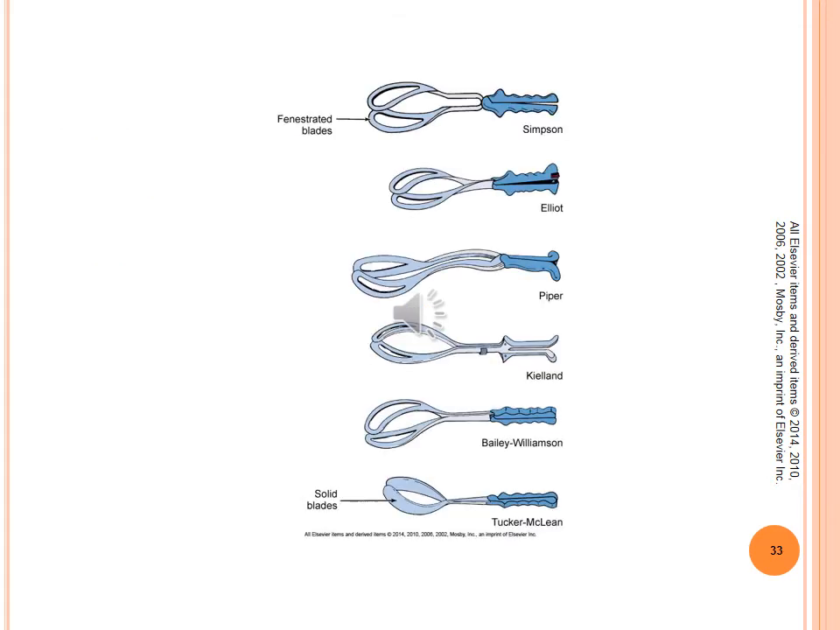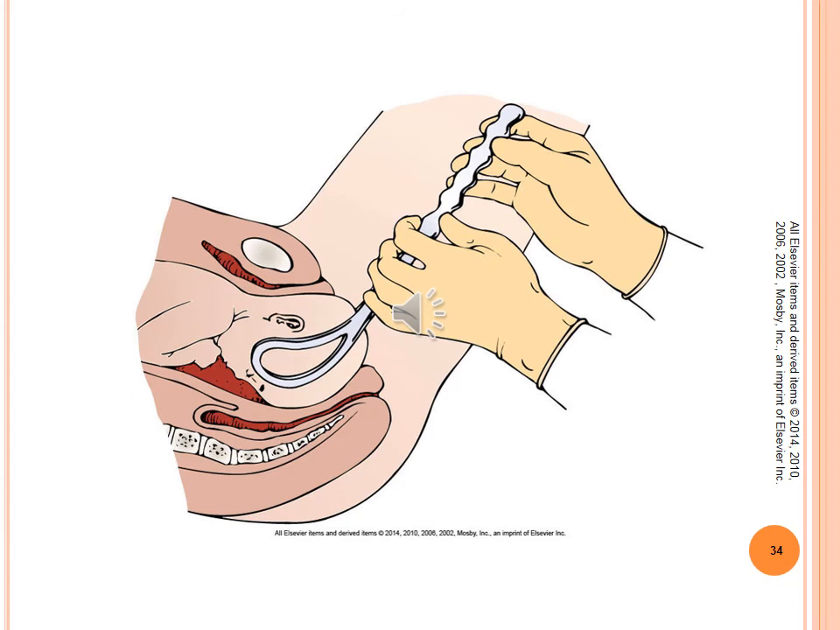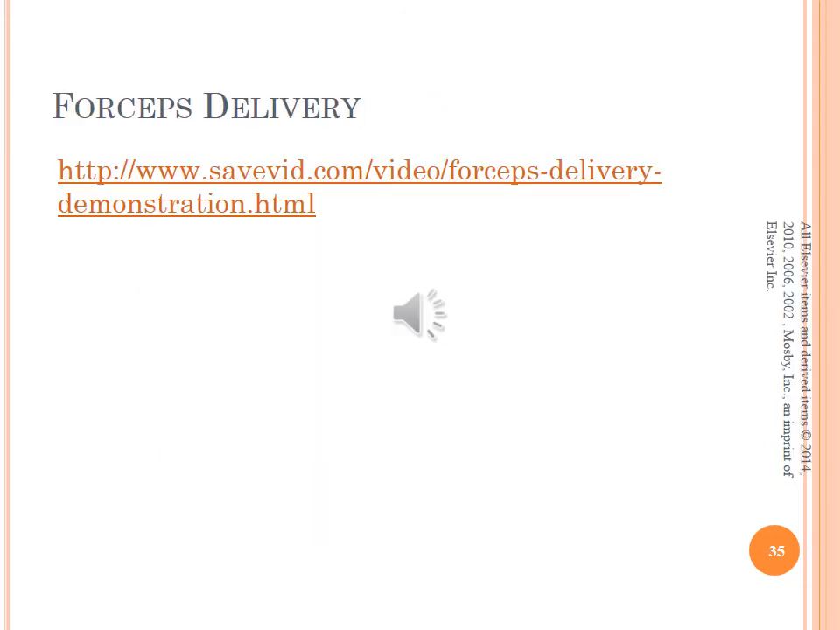This picture depicts different shapes and sizes of different types of forceps. This picture depicts forceps being used on a baby's head. This is a video you can click on and watch of a forceps delivery.